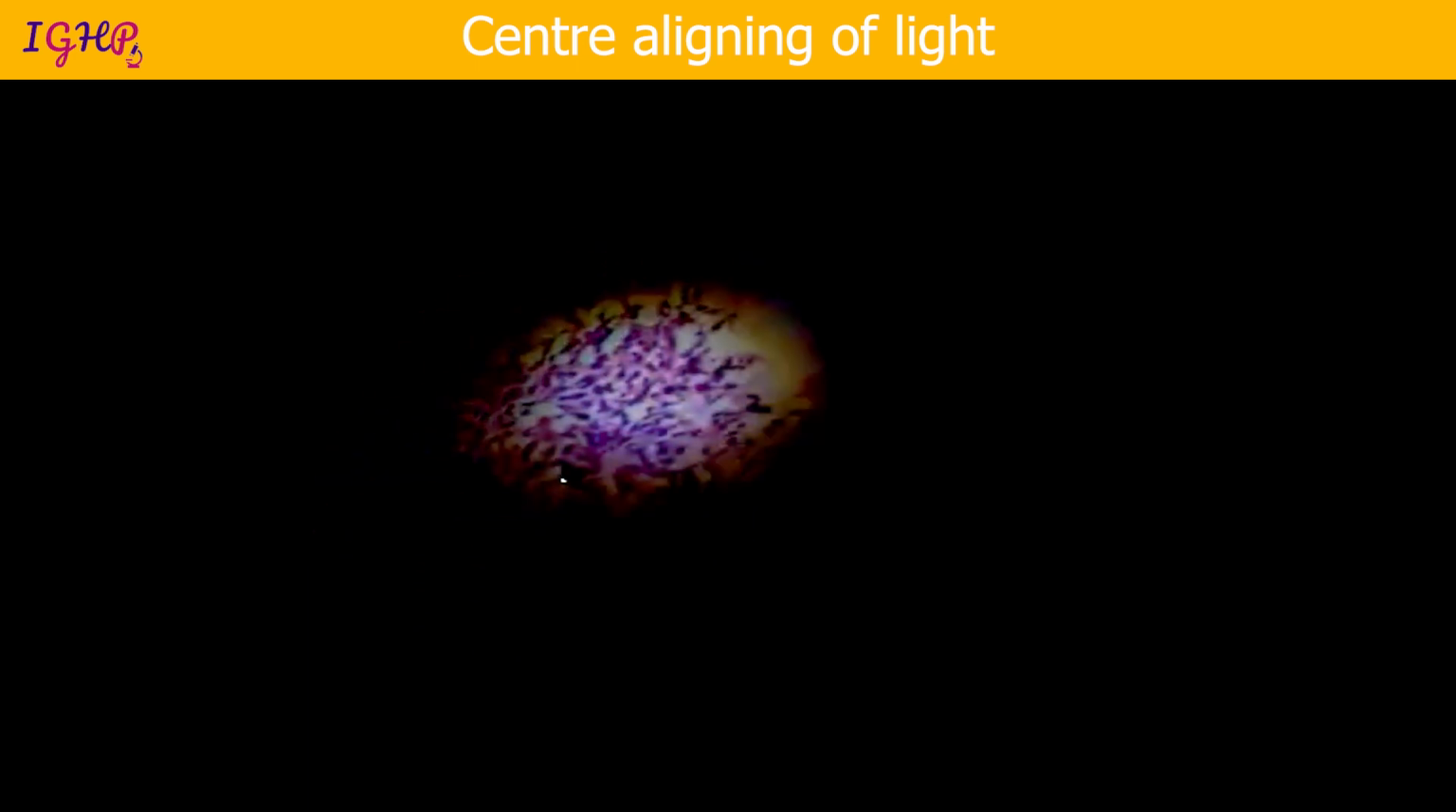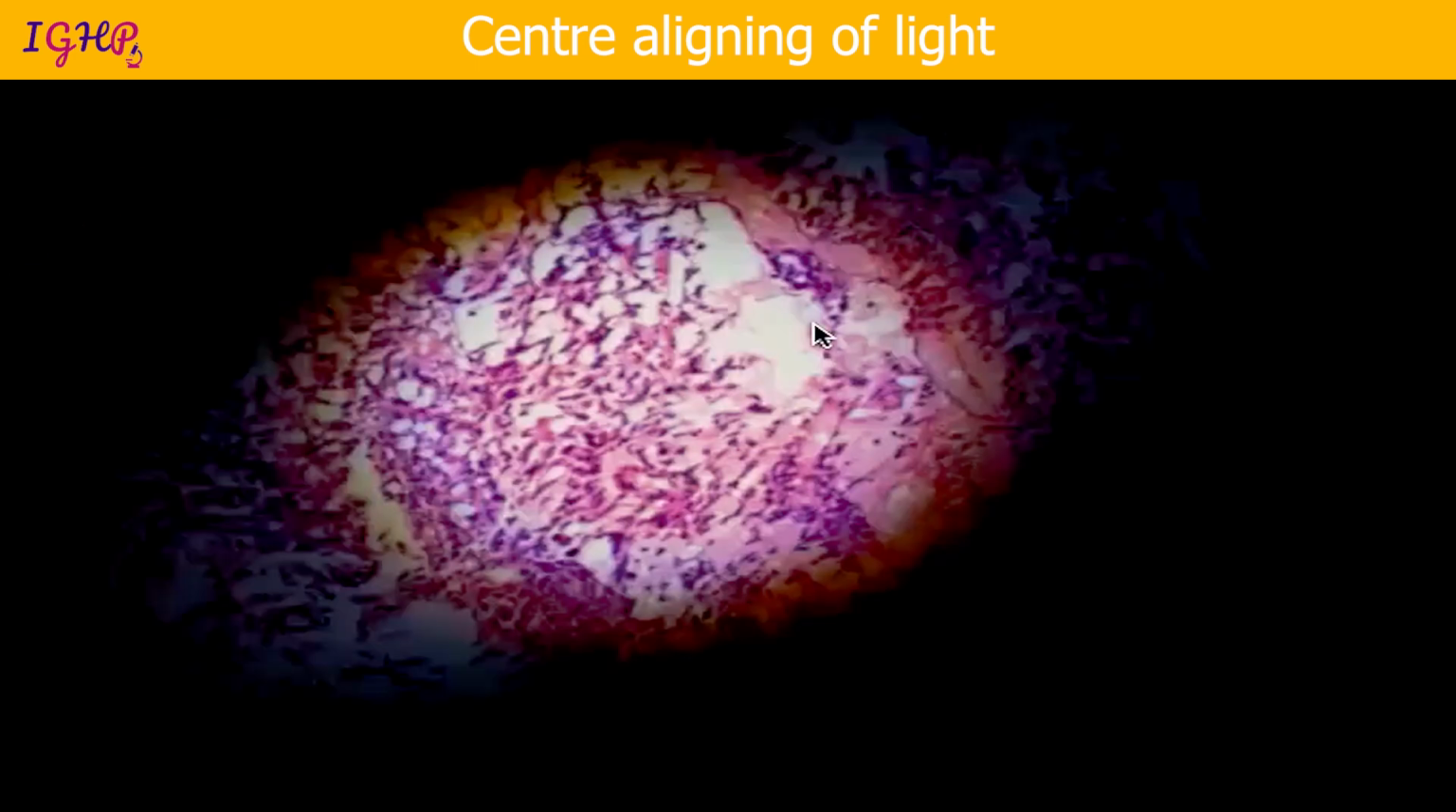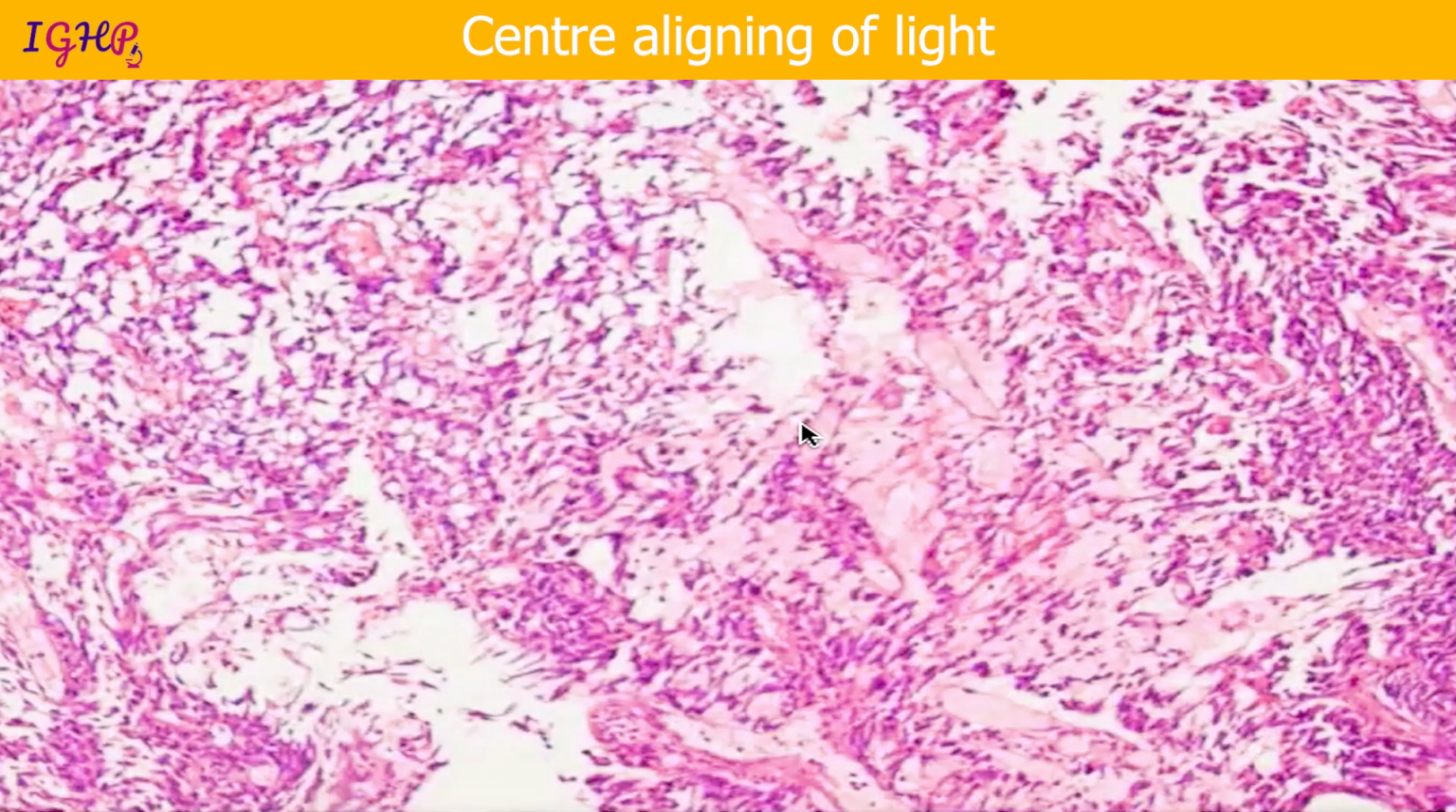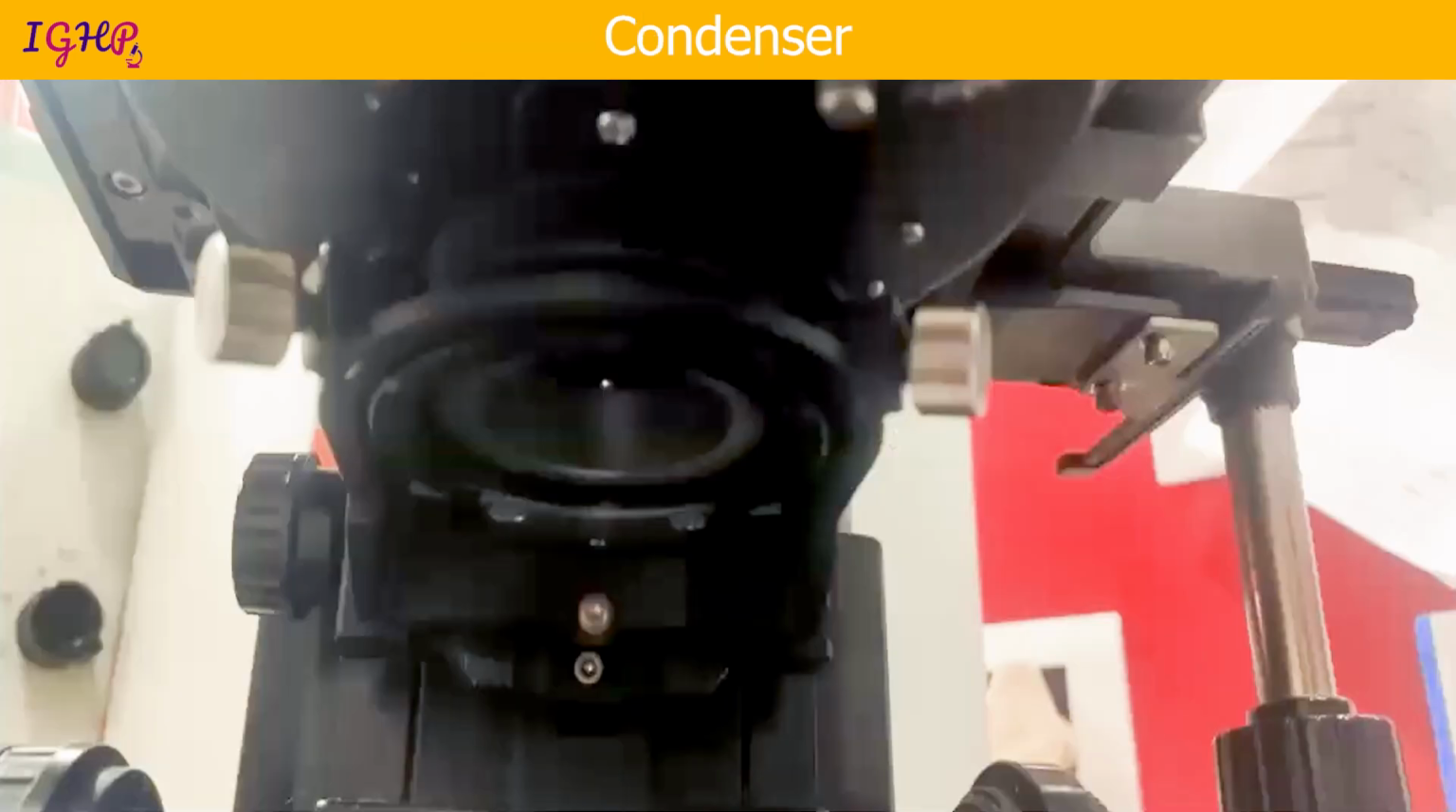If you are looking at your slides at the smaller objective, the center part of the circle should be aligned in the center. So how do you align this circle in the center once your aperture is closed? You do it with the help of the knobs given at the side of the condenser. You can keep adjusting them till your center part is in the center of the field.